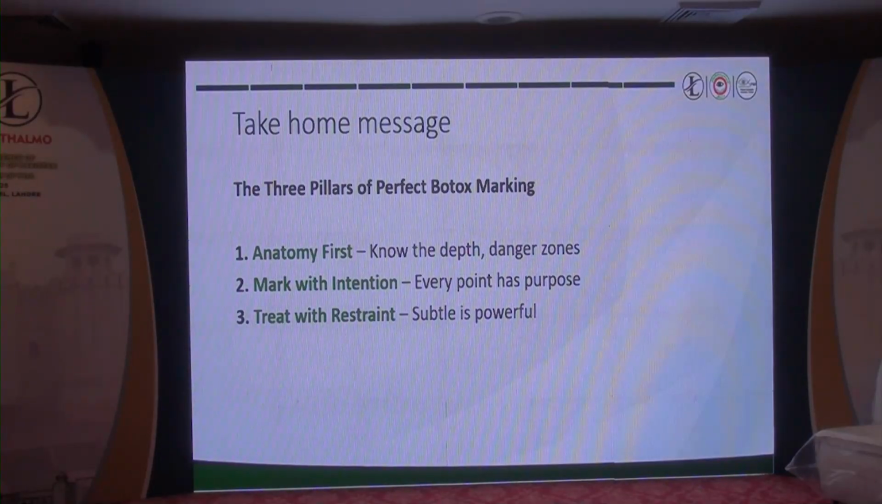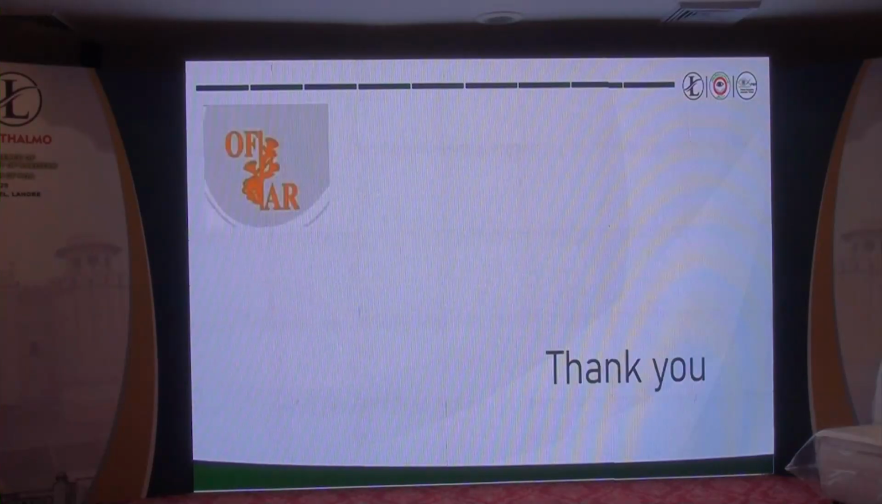So the take-home message is the 3 pillars of perfect botox marking. You should know your anatomy first, avoid the danger zones, and know the anatomy of the muscle you are treating and of the antagonistic muscle. Mark with attention: every point you are treating should have a purpose. And treat with restraint, because you can always ask the patient to come after 3 days for a top-up rather than living for 3 months with the same outcome. Thank you.